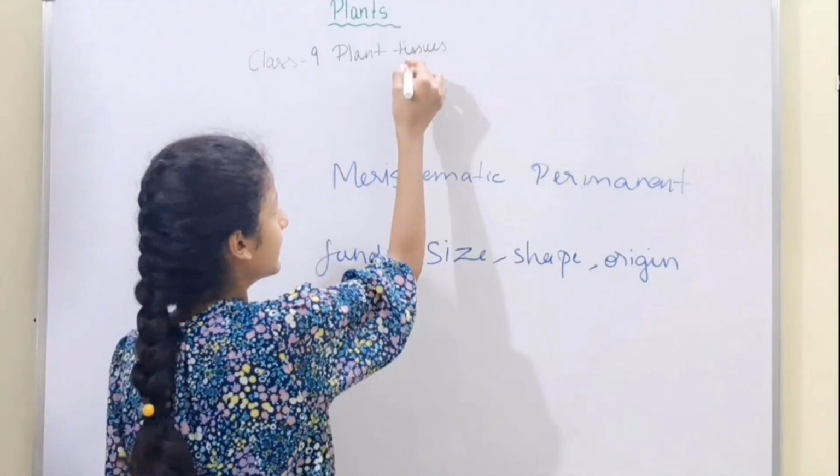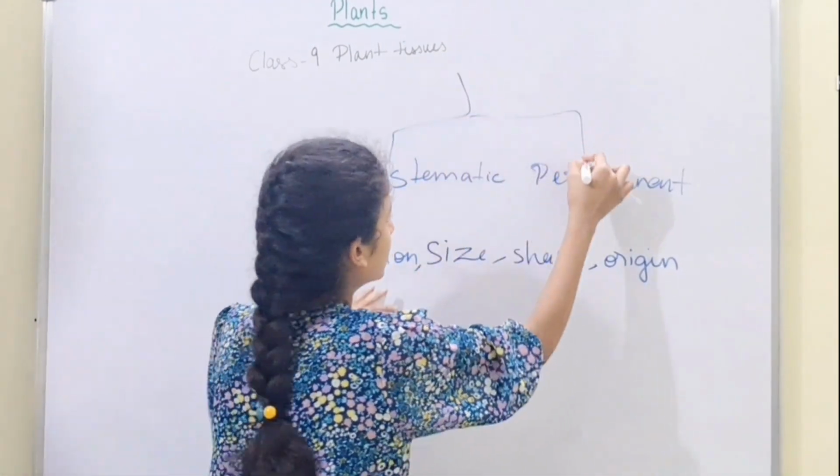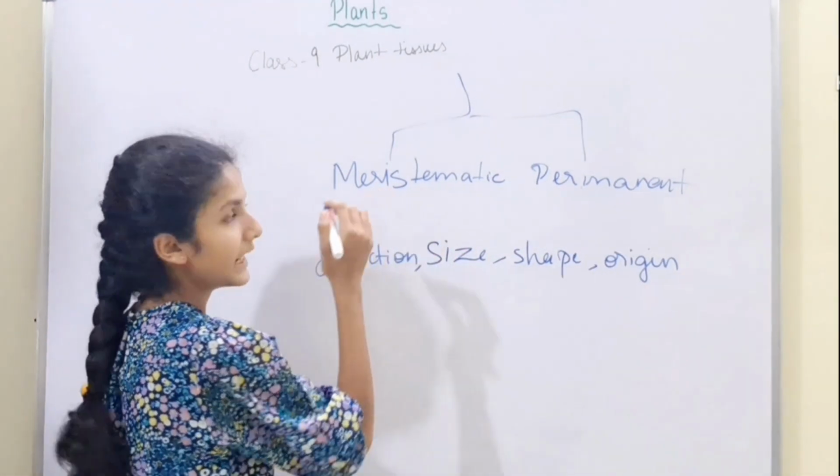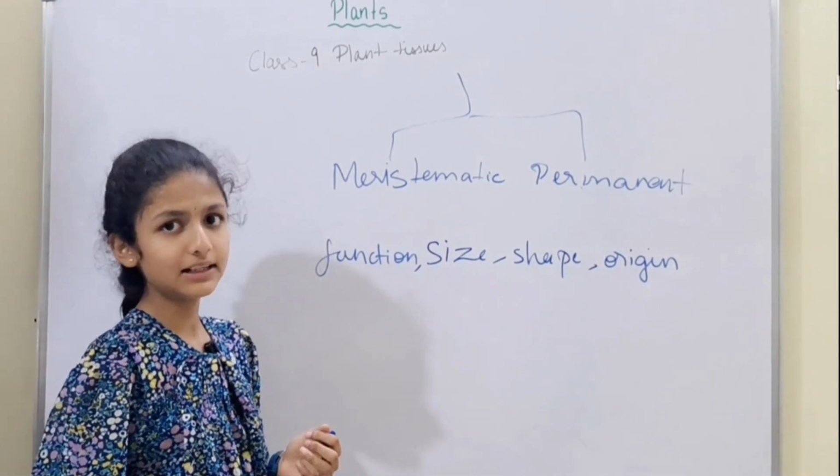Now, this is the division in plant tissues. In meristematic tissue, we are going to have 3 different types, which are intercalary, lateral, apical.